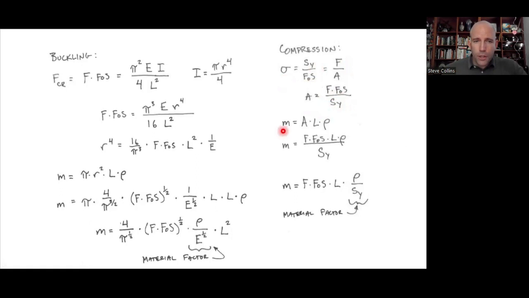We can then plug that into an equation for mass. The mass of the part will be the area times the length, that gives us the volume, times the density, and that gives us the total mass. If we plug in our value for A here, we find that the mass of our component is force times factor of safety times length times density divided by yield strength. If we reorganize that, we have the mass is equal to this loading stuff times this fixed geometric constraint for our problem, assuming that the length of the column is not something we get to choose, times this material factor, the ratio of the density to the yield strength.